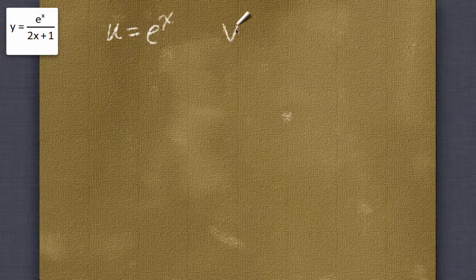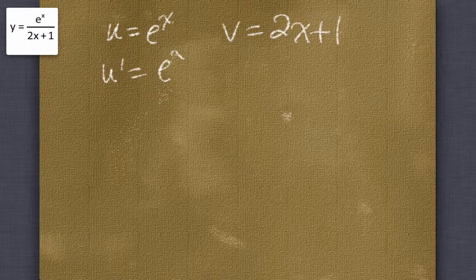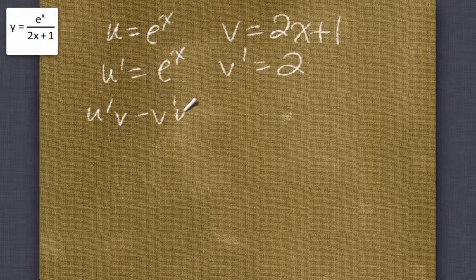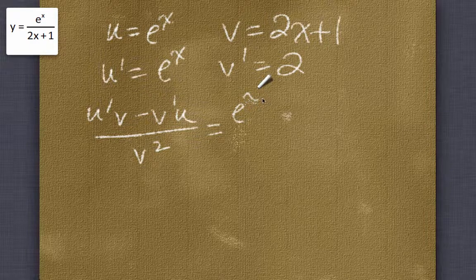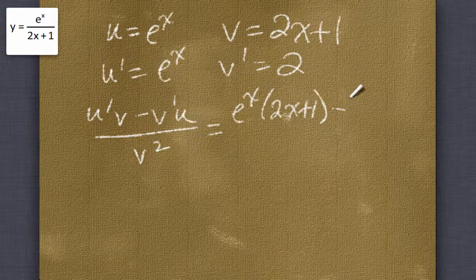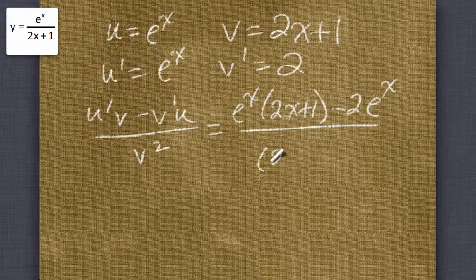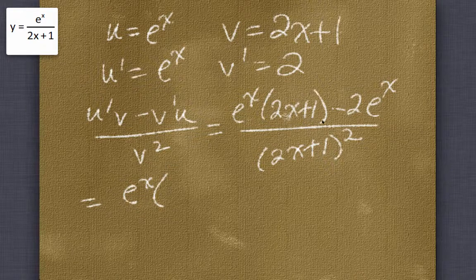Okay, quotient rule. u is e to the x, v is 2x plus 1, u prime is also e to the x, v prime is 2. u prime v minus v prime u over v squared is e to the x times 2x plus 1 minus 2 e to the x over 2x plus 1 squared, equals, factor out the e to the x, and you have 2x plus 1 minus 2.